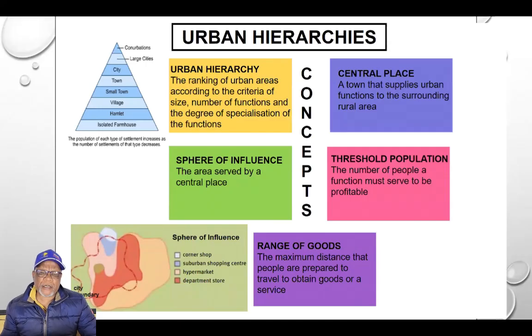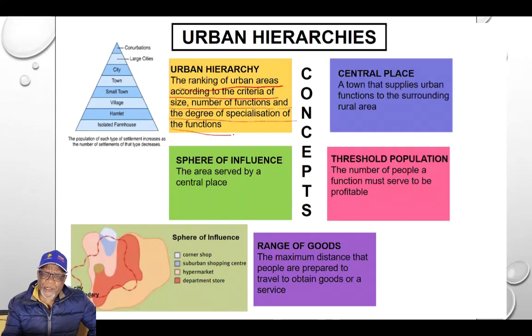Here we're looking at these different concepts. We said hierarchy refers to the ranking of urban areas according to the criteria of size, number of functions and the degree of specialization of the function. However, this becomes very complex. When you speak of hierarchy, it's easy. You just say it is the ranking of settlements from the smallest to the largest.